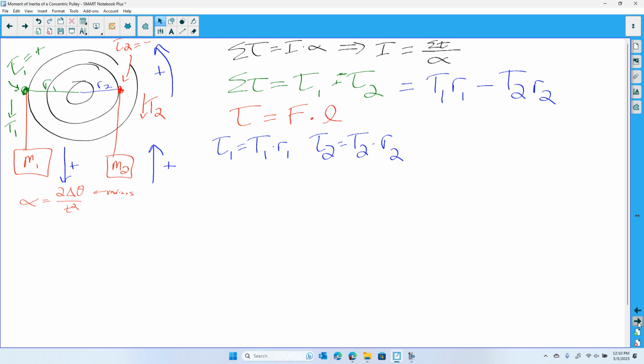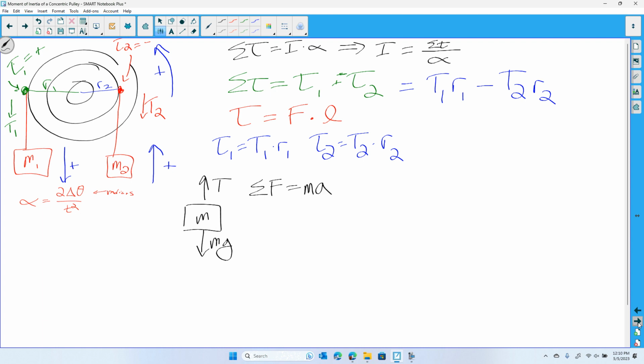Both of those masses are accelerating. The sum of the forces on those masses is going to relate to the tension and the weight. The sum of the forces on those masses is going to be equal to mass times acceleration. How do we put this together given our strange reference system where we have down being positive for mass 1 and up being positive for mass 2? We just do it separately.